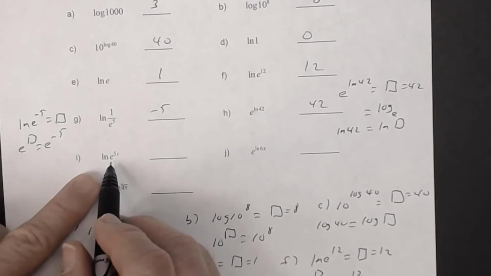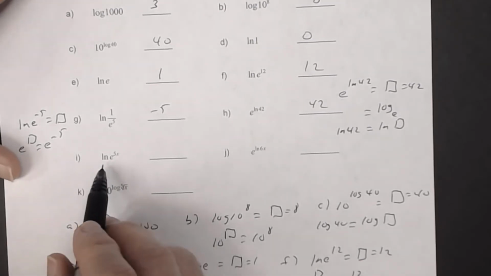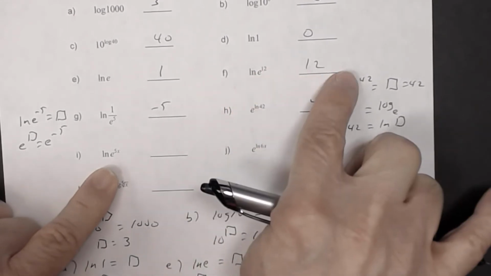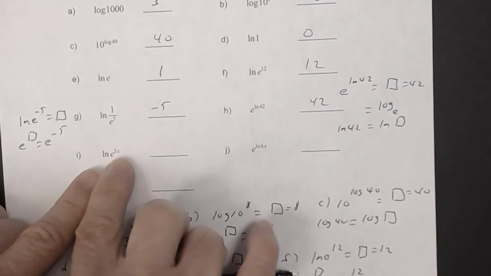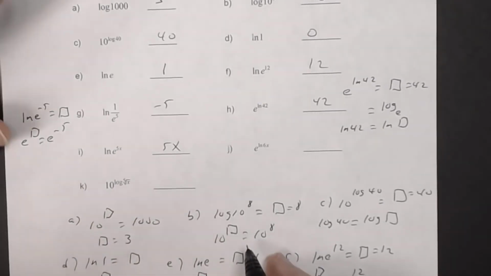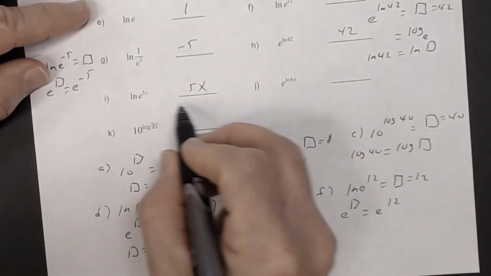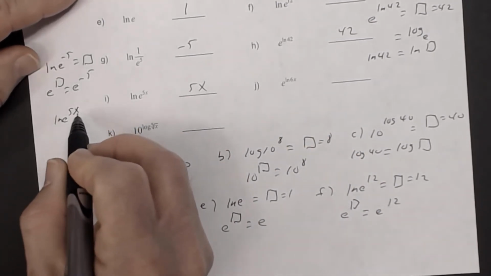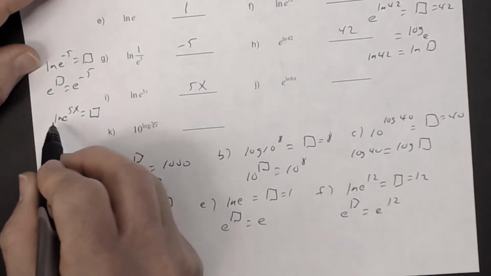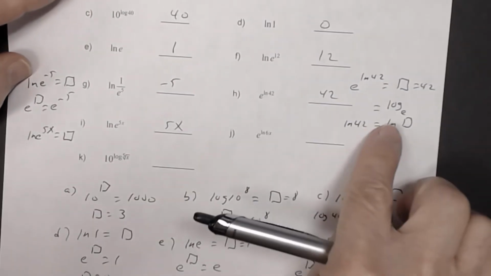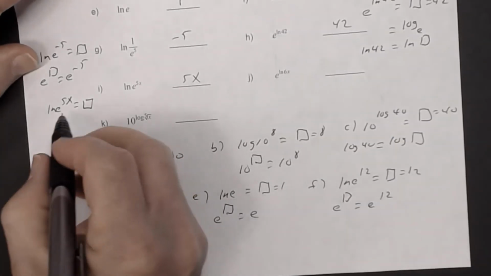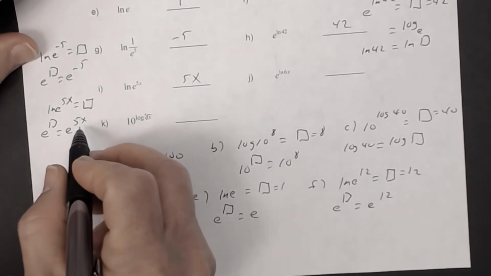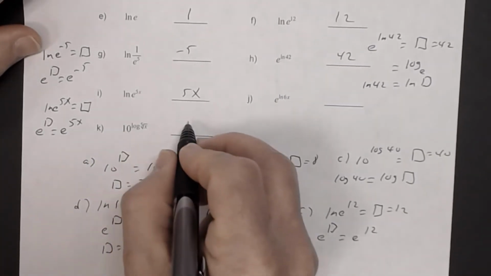All right, so this one is the same thing as that one, isn't it? So if the natural log of e to the 12th is 12, then the natural log of e to the 5x is also what? 5x. And the reason is this, if you think about it. So let's go ahead and do I right here. The natural log of e to the 5x equals box. Remember, ln has base e. So e to the box equals e to the 5x. So if I want this side to be e to the 5x, then this must be e to the 5x.